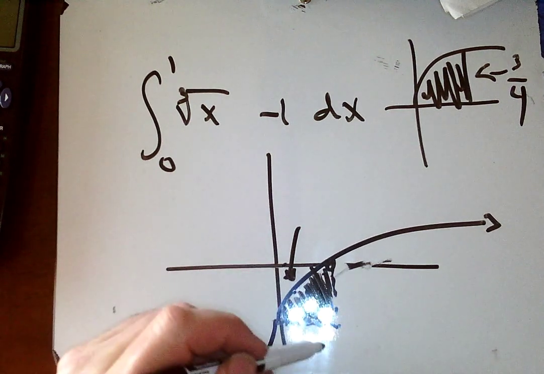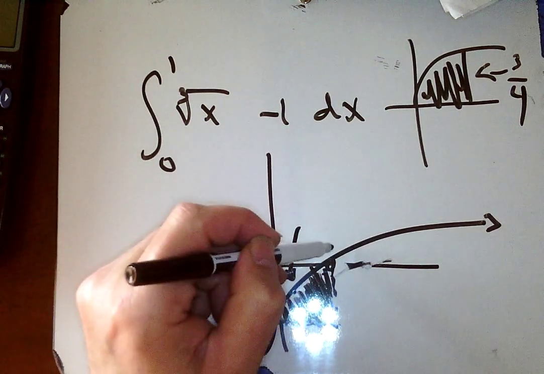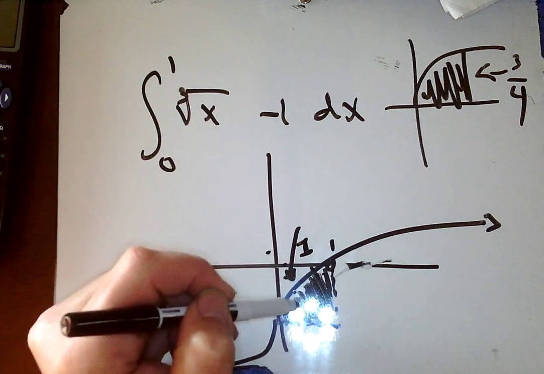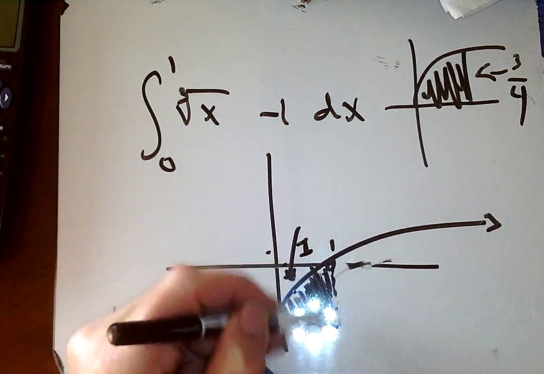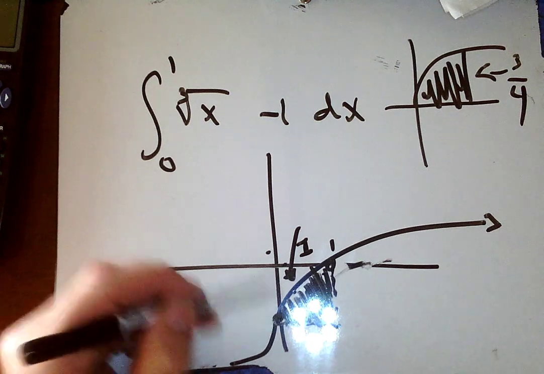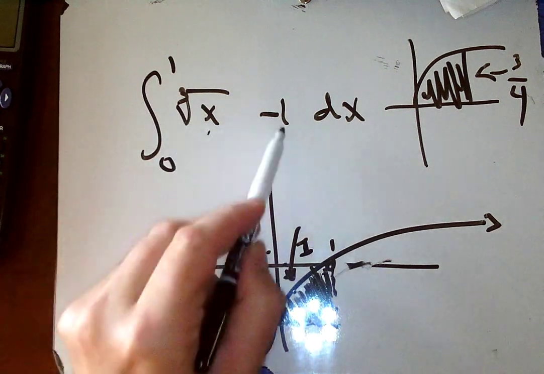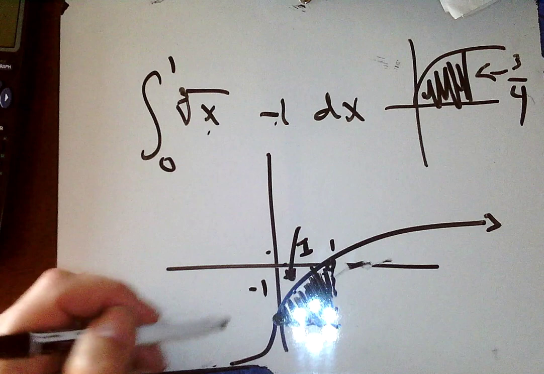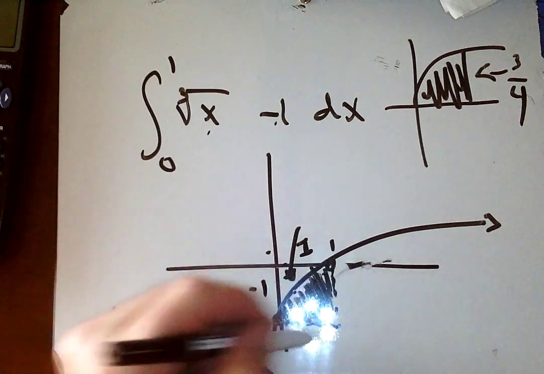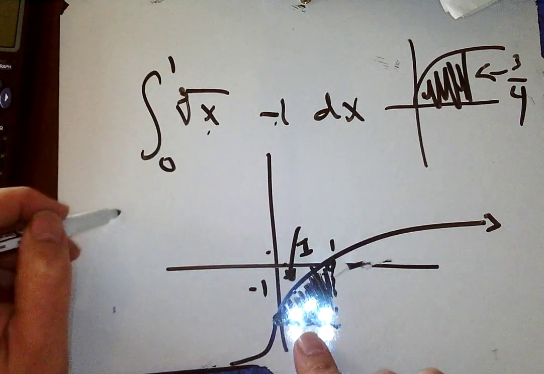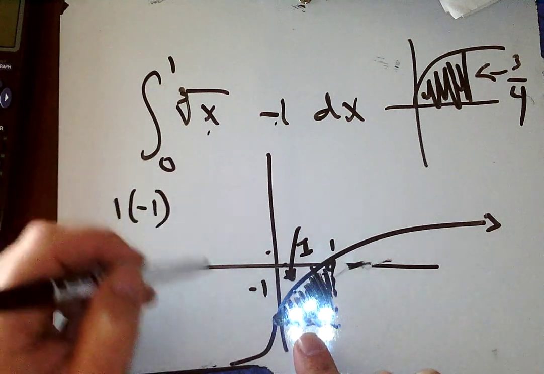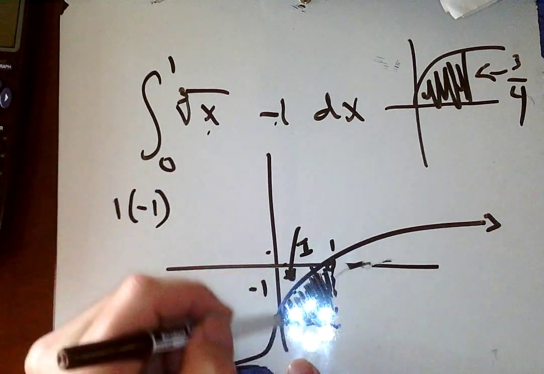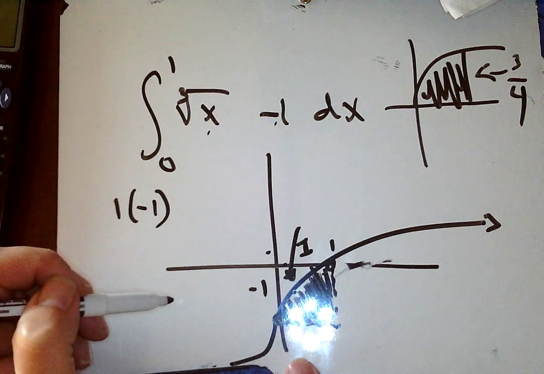Okay, so we know that this is 0 and this is 1, so we know this side length is 1. And what's this value over here? How far down are we going? If I plug a 0 in here, I get a -1, so that's -1. So my square here is 1 times -1. Okay, so we've got this is an area of -1.